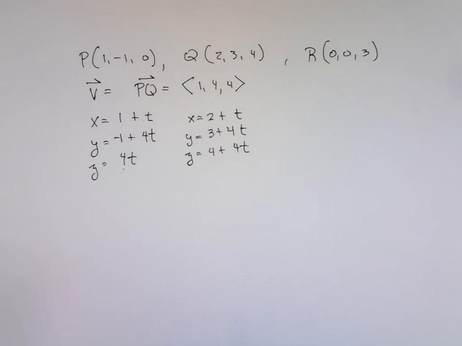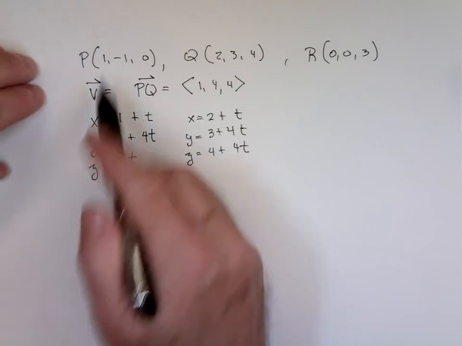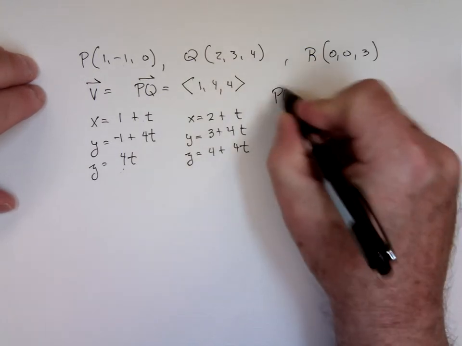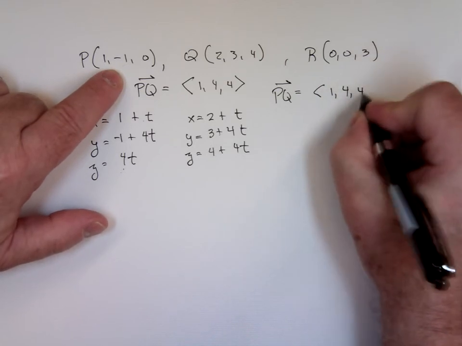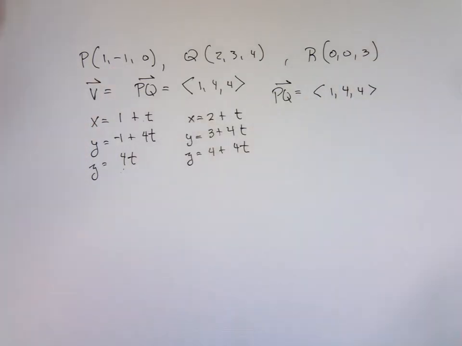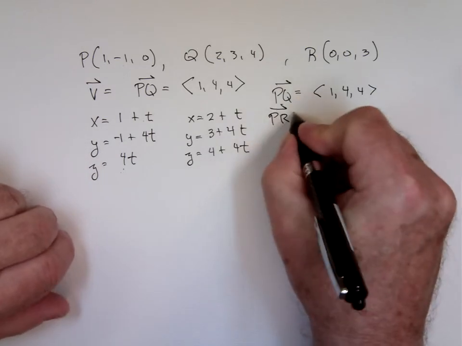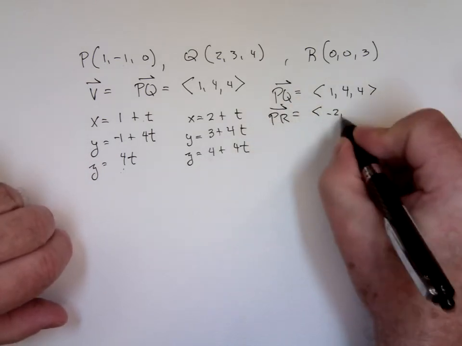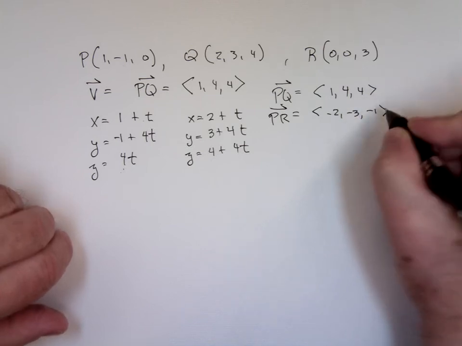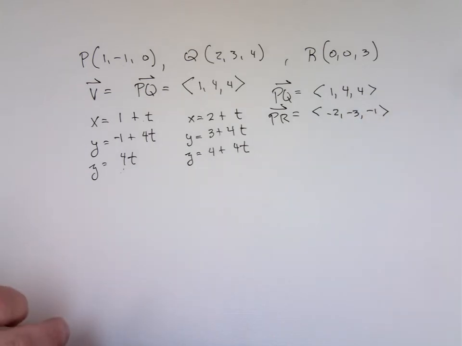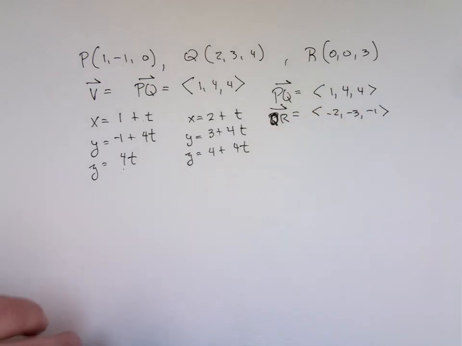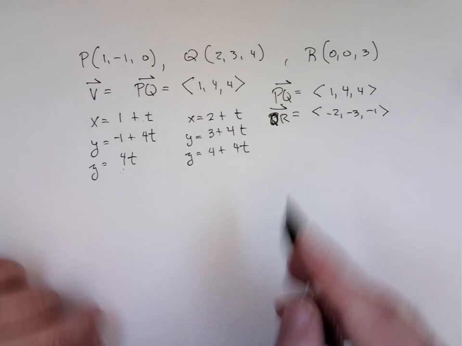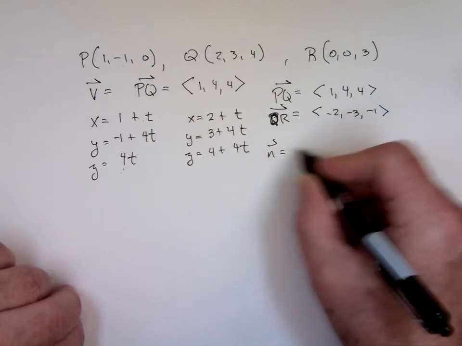We're going to get a normal vector by finding vector PQ, which would be 1, 4, 4. Oh, I already knew that. And then PR to get negative 2, negative 3, negative 1. That is QR, you're absolutely right. Good call there. And now what we're going to do for our normal is cross these guys. Our normal is PQ cross QR.